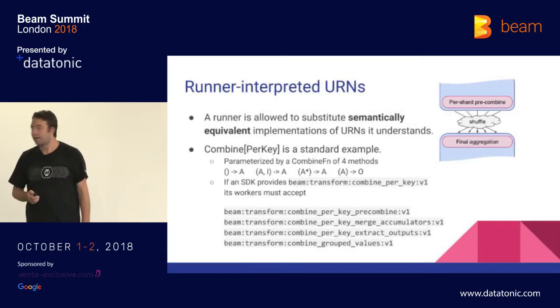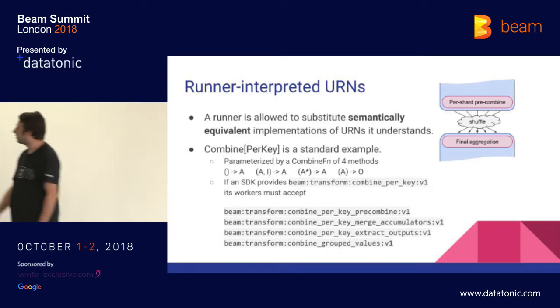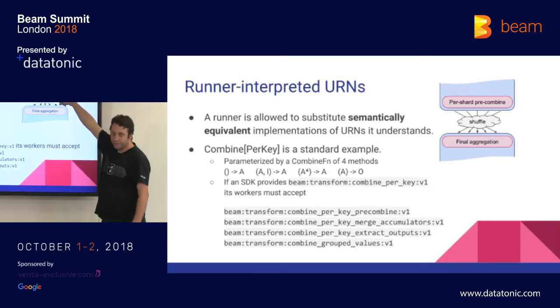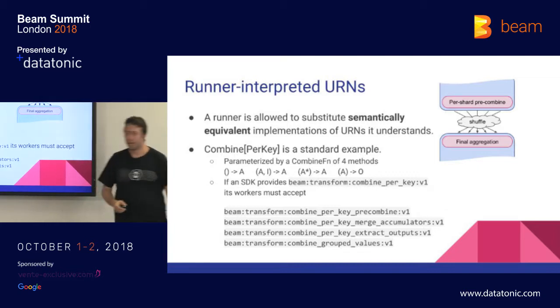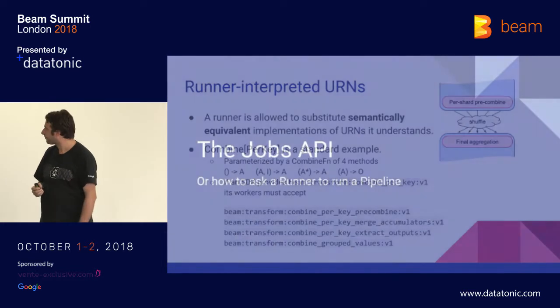So there's another thing, I'm going to skip over this. There are special URNs that runners have. So for instance, for combine, it's really often that you want to be able to lift this above the shuffle. So there are special URNs that you have to kind of know to use.